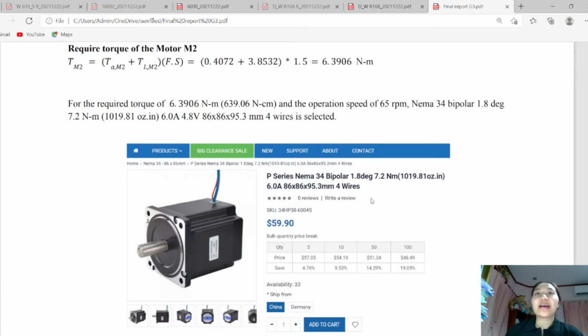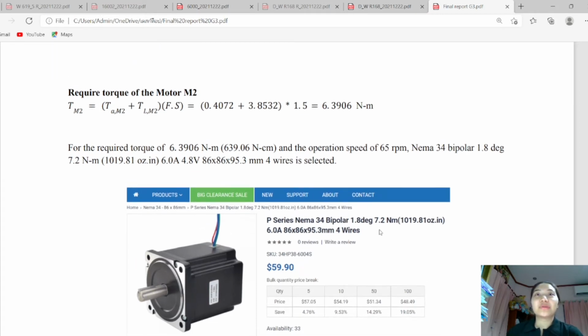This NEMA has a torque 7.2, so we select this motor because it has torque enough, more than the required torque that we got.